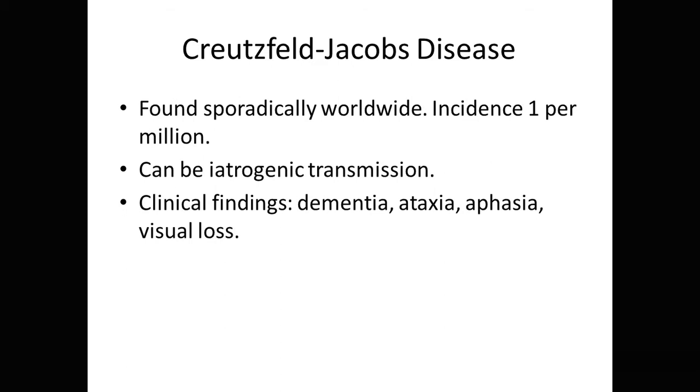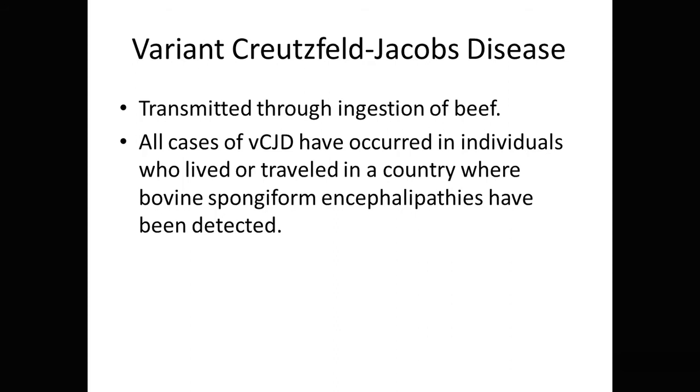Creutzfeldt-Jakob disease has worldwide distribution. Mainly it is sporadic. Incidence is 1 per million. And there was also possibility of iatrogenic transmission through medical instruments. Creutzfeldt-Jakob disease is characterized by dementia, ataxia, aphasia, and visual loss.